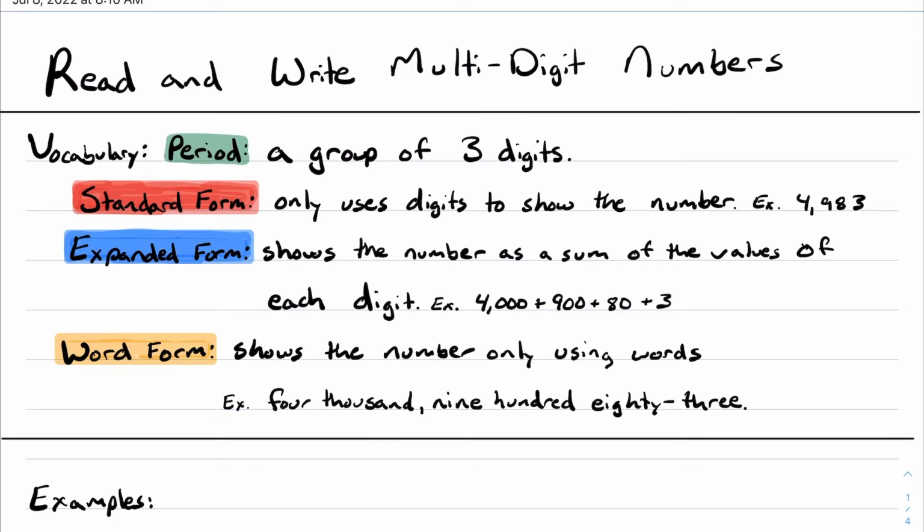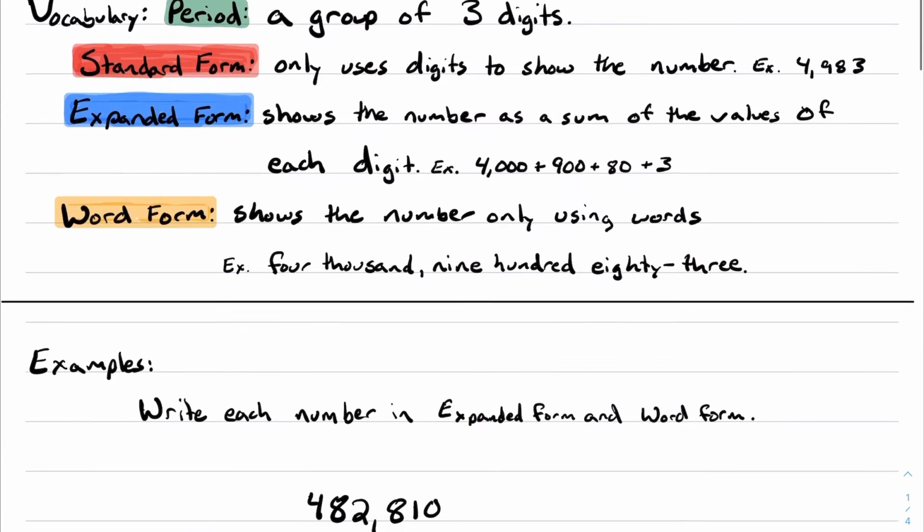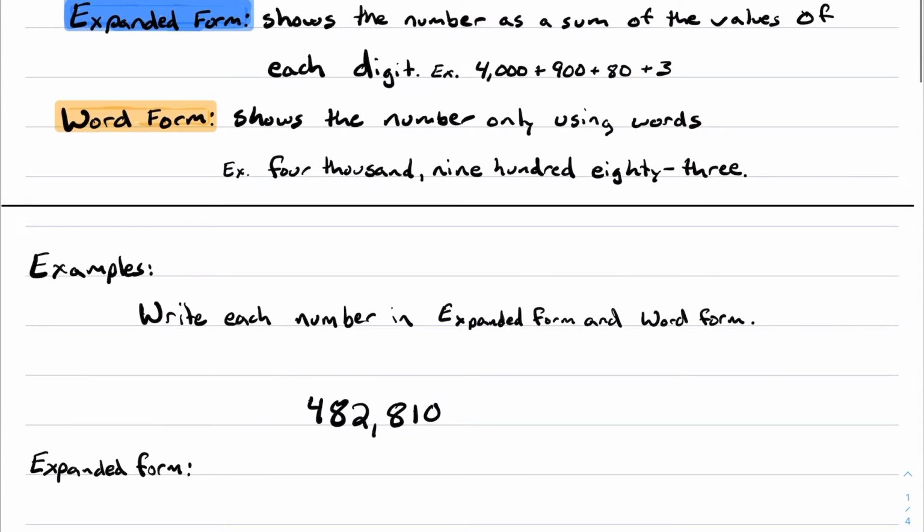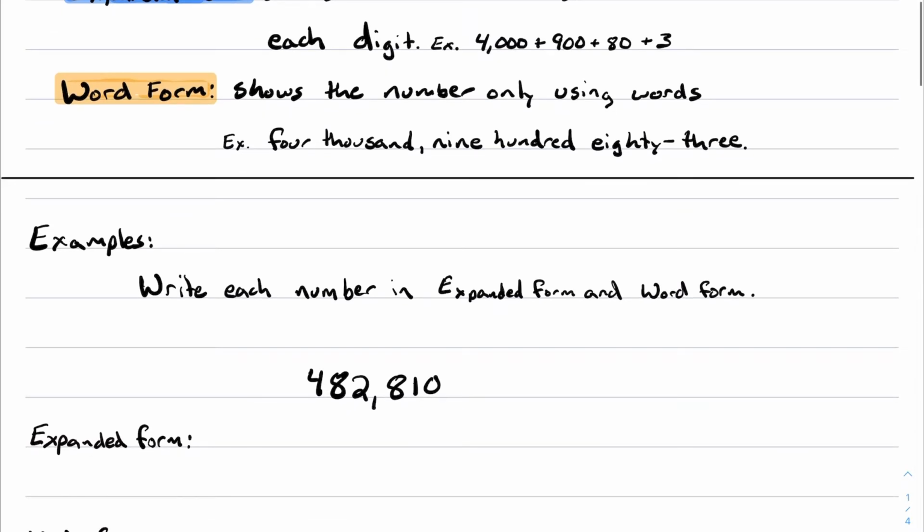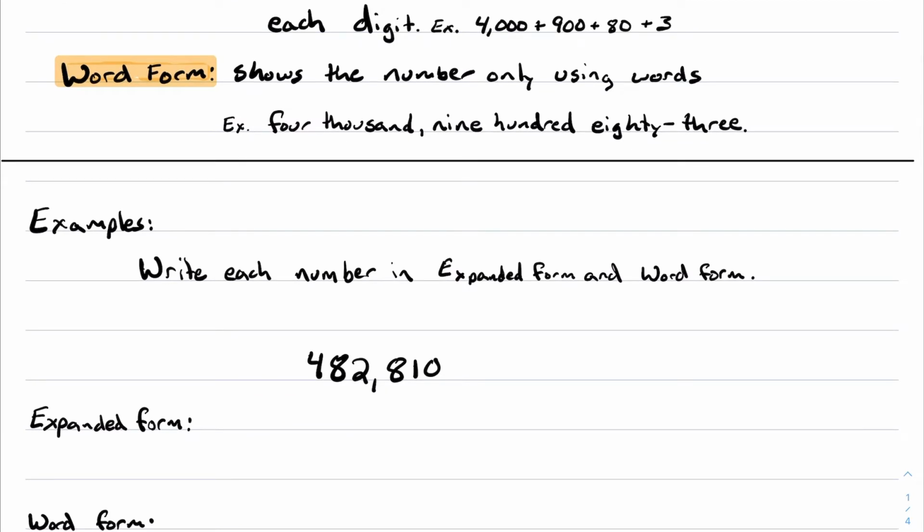All right, let's get through some examples. For these first examples, we're going to write each number in expanded form and word form. I'm going to give you the number in standard form. In this case, we have 482,810. In expanded form, we're going to take the number and break it down by its digits' values.